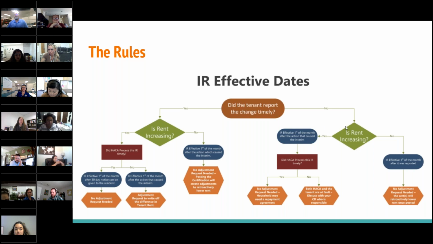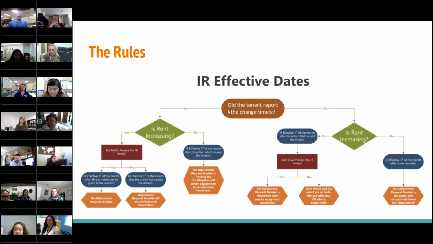Oh shoot, I have this "is rent increasing" on here twice. So I need to fix that. I'll fix that and resend it out to y'all. So if rent is increasing. No, I think that's right, Brian. Oh, it is right. It is right. Yes, it is right. Thank you.